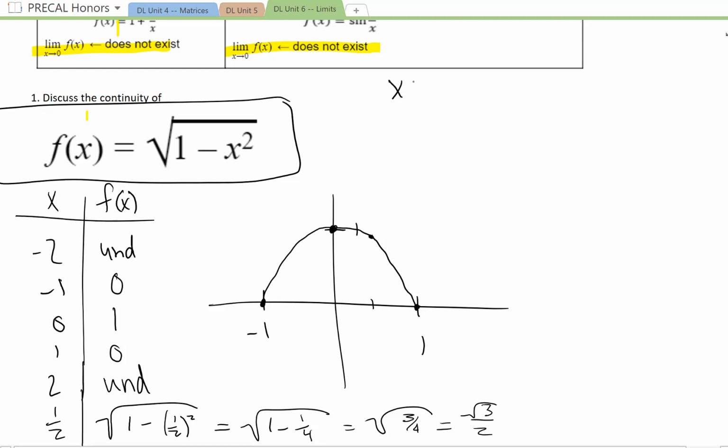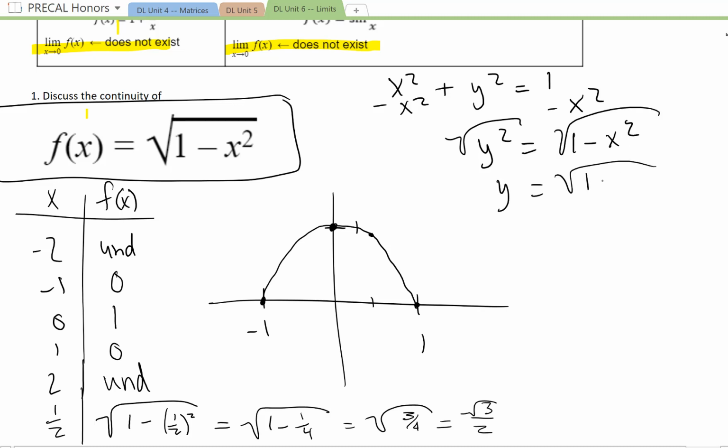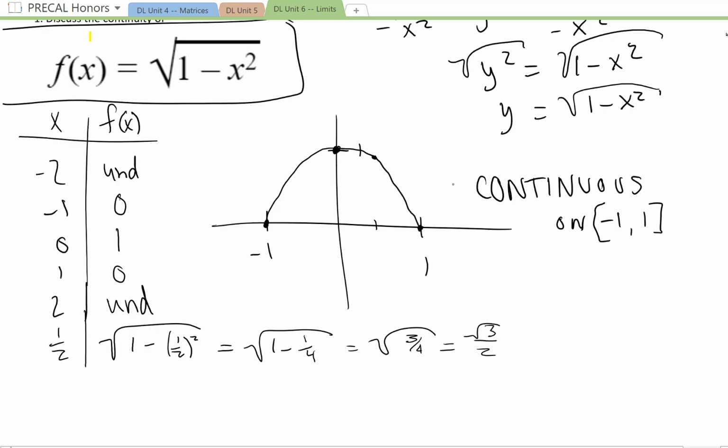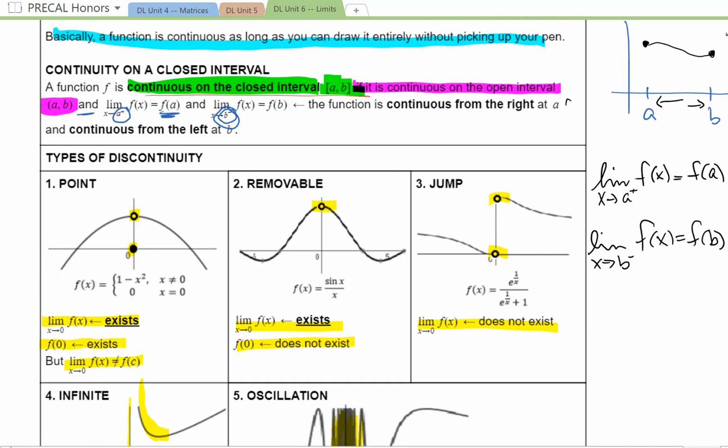Remember, algebraically, the unit circle is x squared plus y squared equals 1. But if we ended up solving for y, we would subtract x squared on both sides and then square root, and we would end up with the function that we have here in number 1. Okay, we see the continuity from the graph. Let's check from the definition if this is truly continuous on the closed interval -1 to 1. It is if it's continuous on the open interval and if these limits are what they say they are.